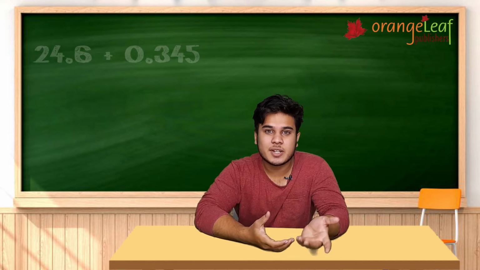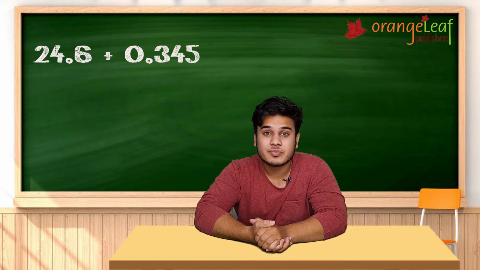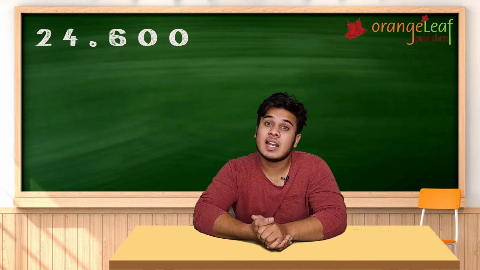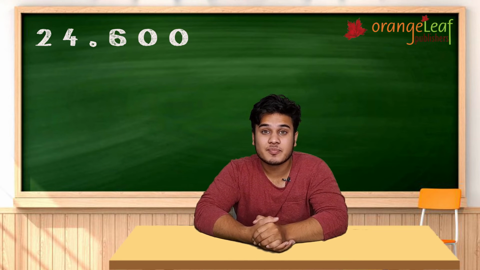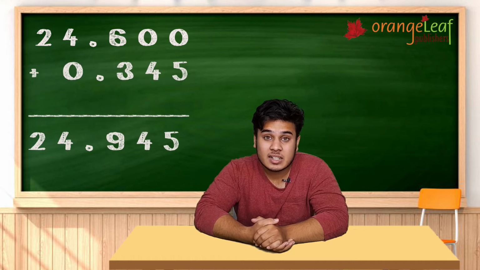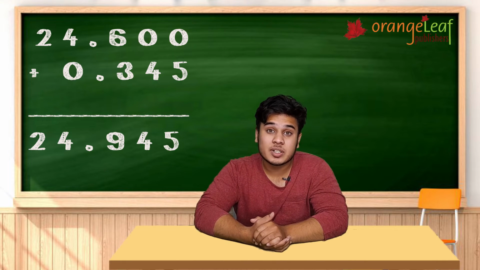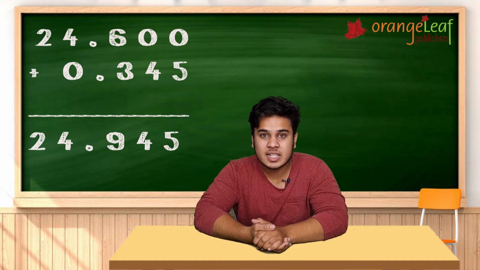We need to add 24.6 and 0.345. The first step would be to make 24.6 a like number by adding 2 zeros after 6. Once we add 24.600 and 0.345, we get the answer as 24.945.